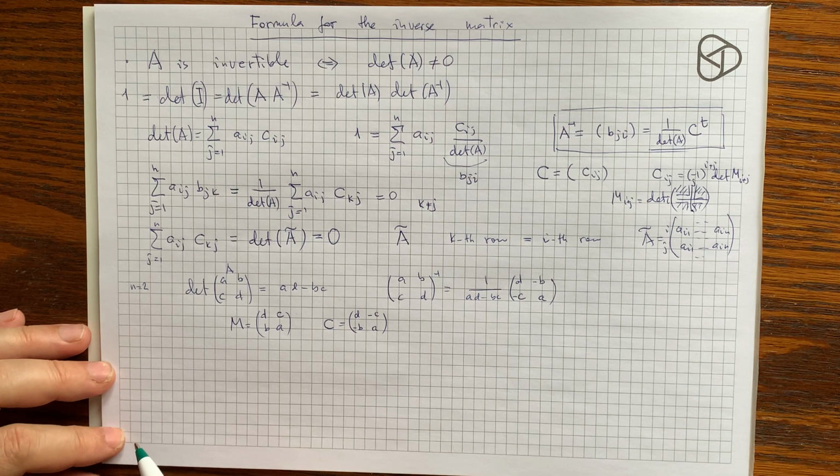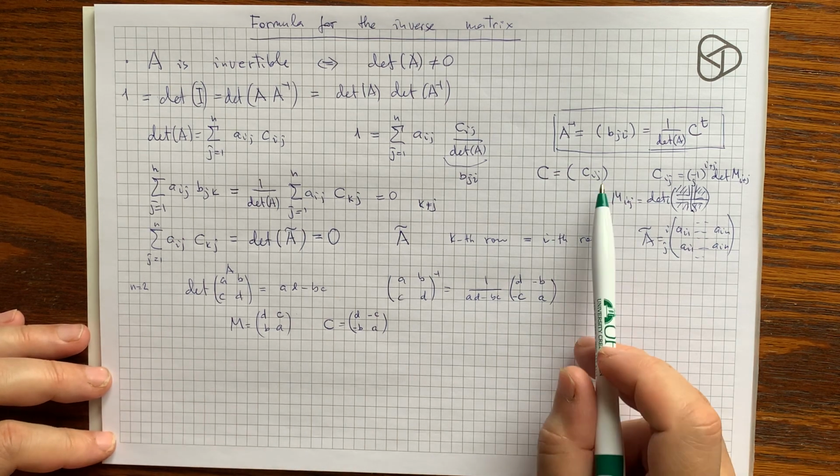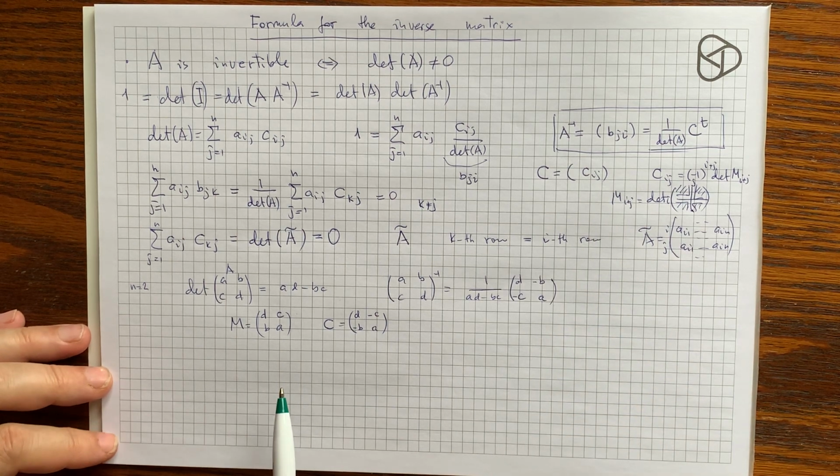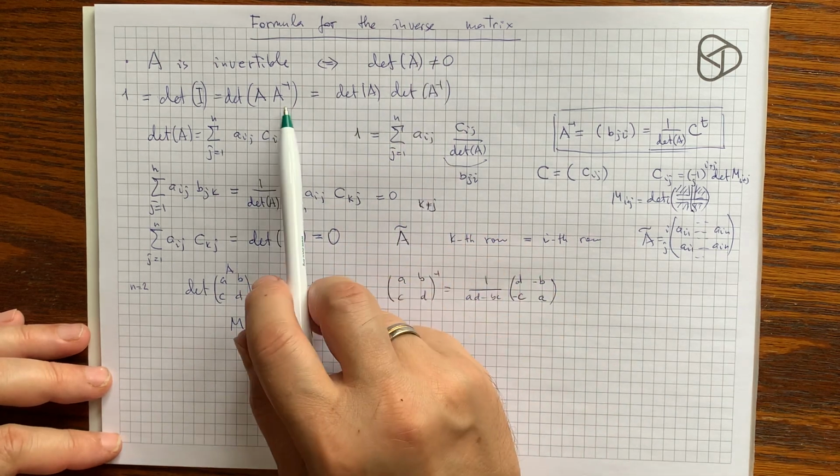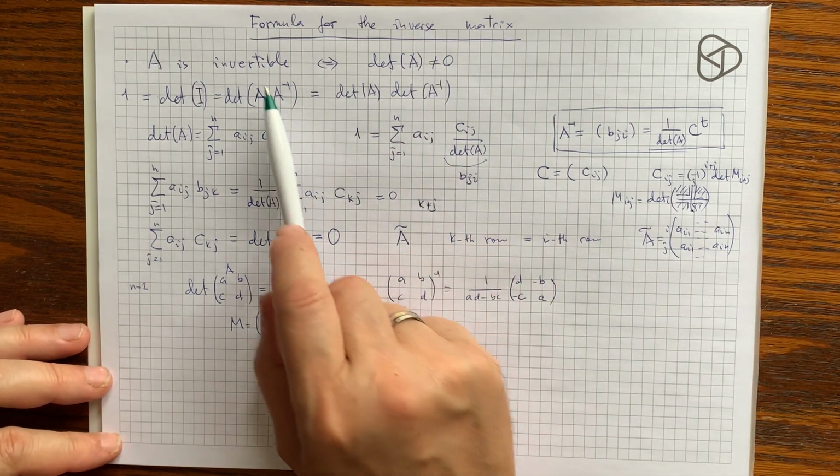For 3 by 3, this formula for the inverse is still useful. It is useful basically anytime, as long as computations of cofactors are not too laborious. So let's compare two methods of computing inverses for a 3 by 3 matrix. But before, let me make an observation.